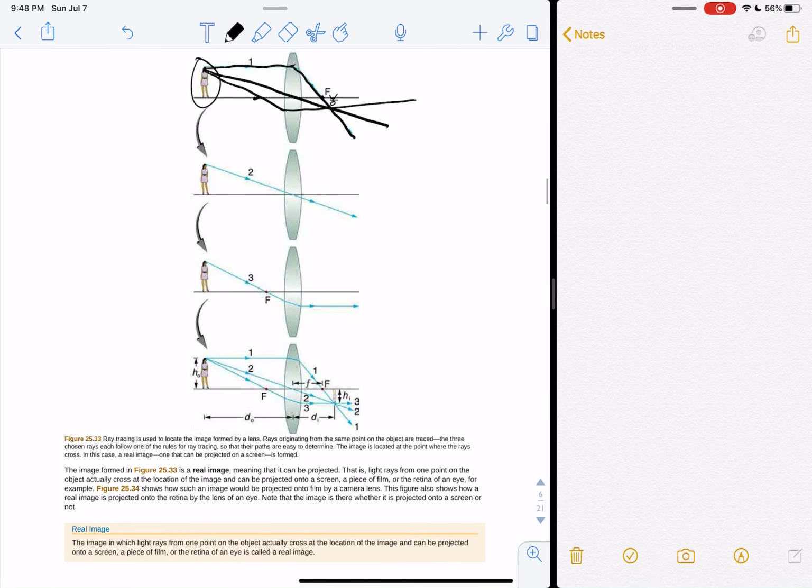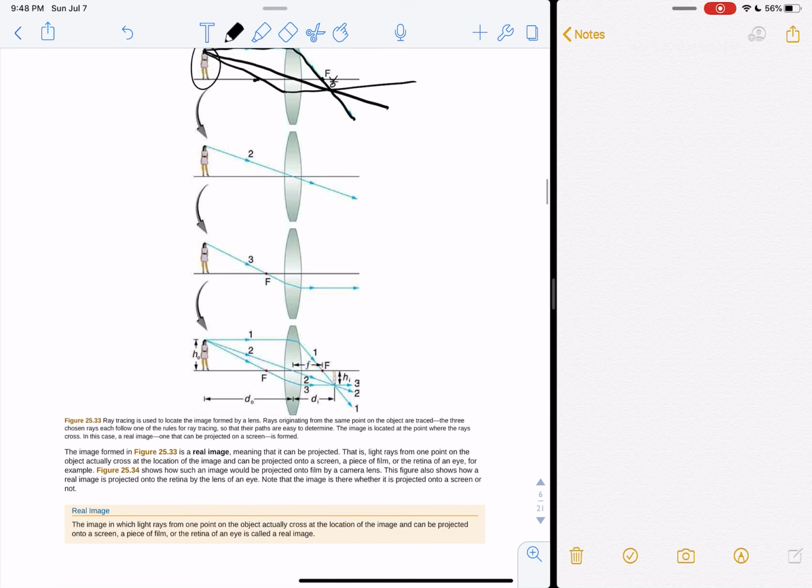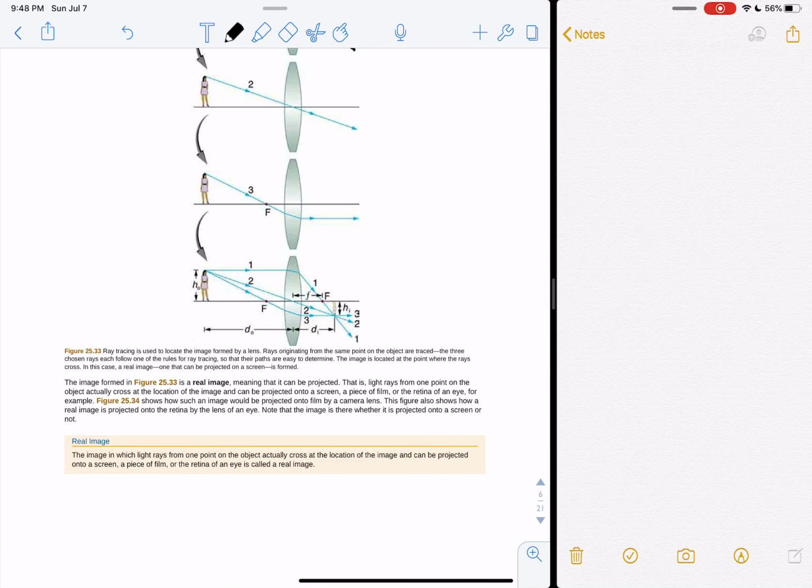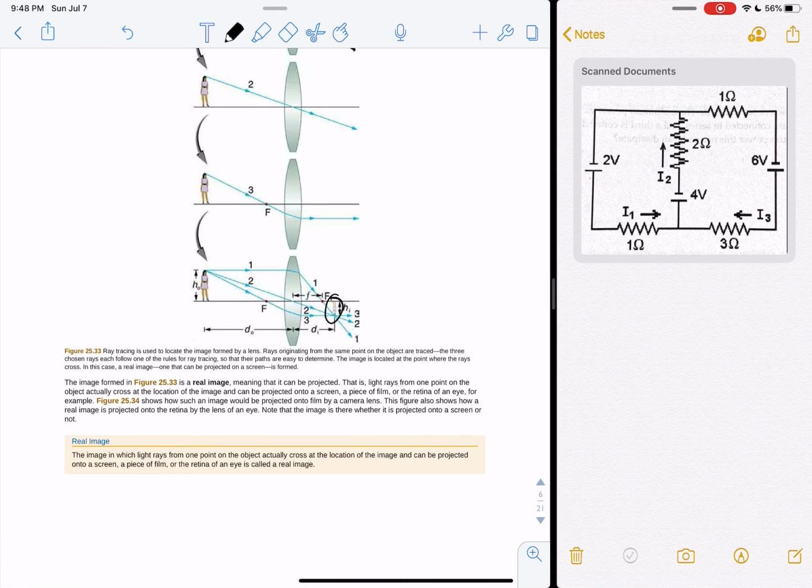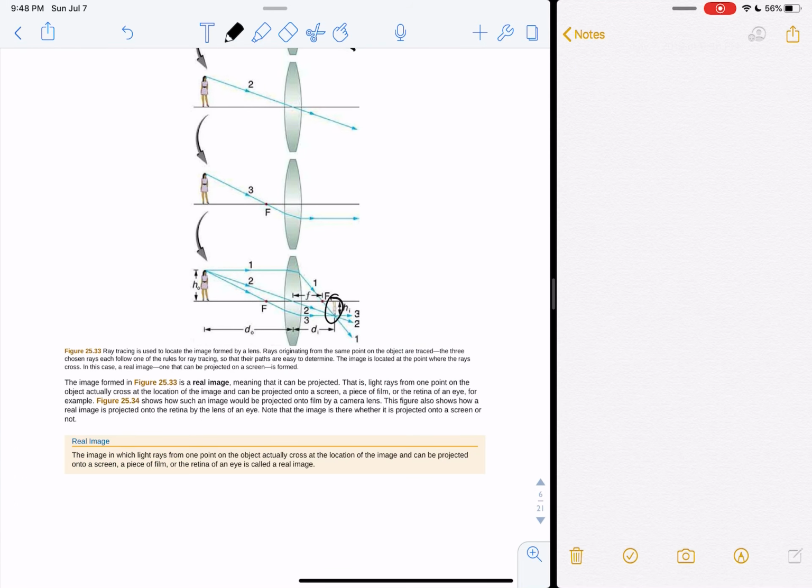Now, the calculations that you're going to do. Your first goal is to be able to draw these things and determine where the image is going to be created. Your second goal is to calculate where the image is going to be and how tall the image is going to be compared to the real thing. There are a couple of measurements you need to be concerned about. The first one is the focal length of the lens. You already know that one. The second is the image distance, DI, and the object distance, DO.